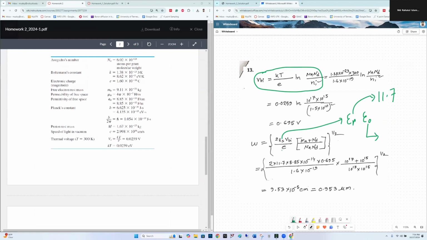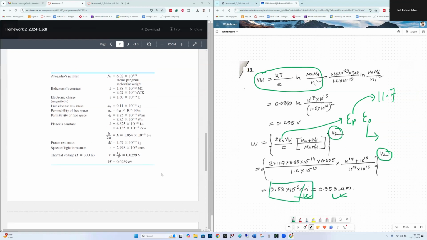And the electron charge, Na and Nd, just insert them into the equation, and do not forget this power half. Typically people forget to include or calculate this half. Then you will get the result in centimeters. If you wish to convert it to any other unit like micrometers, you can just convert it, or you can keep it like this. So this is problem number 13.